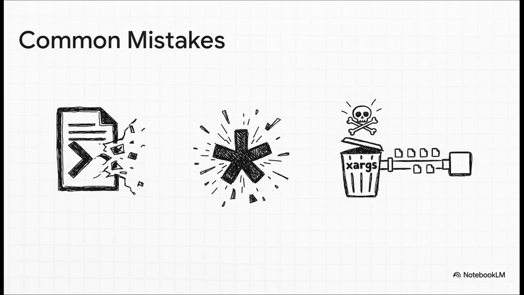Now, with all this power, you gotta be careful. There are a few common mistakes that can really trip you up. We already talked about accidentally wiping out a file with greater than instead of greater than greater than. Another one is forgetting to put quotes around wildcards, which can give you some really weird results. But the most dangerous one is just blindly piping a list of files into xargs rm.